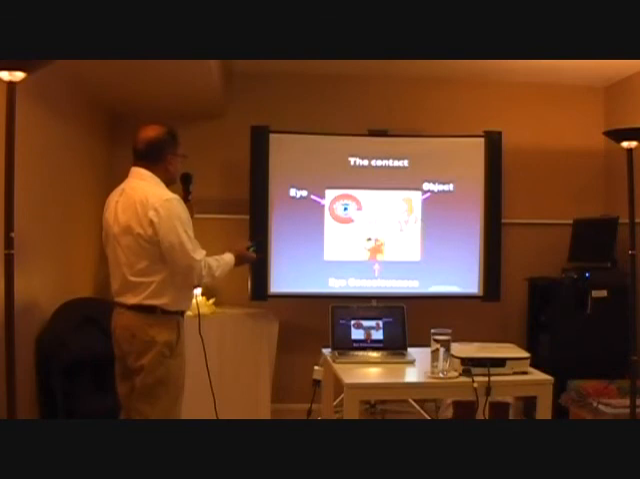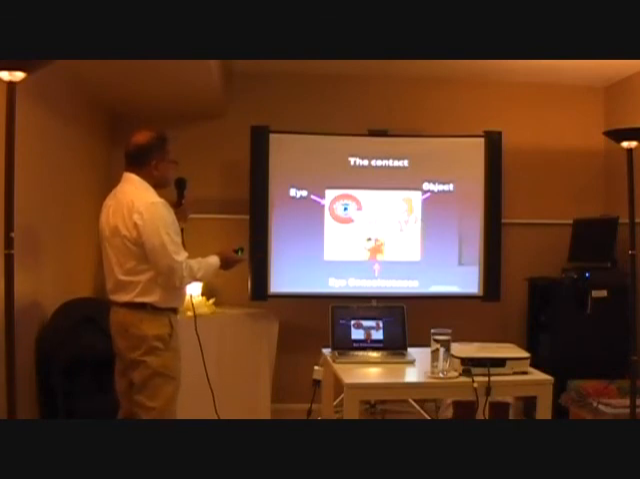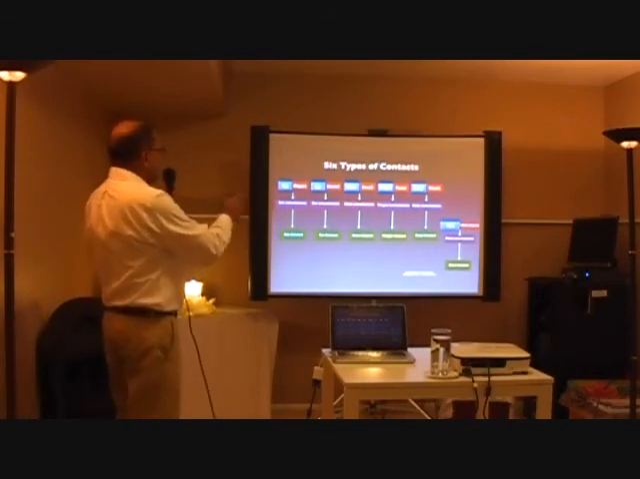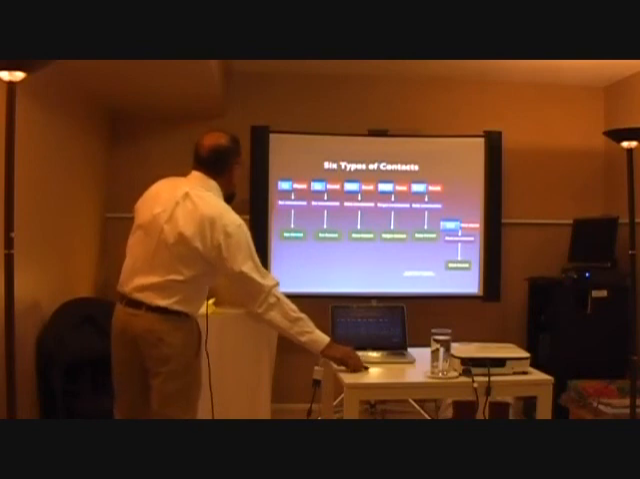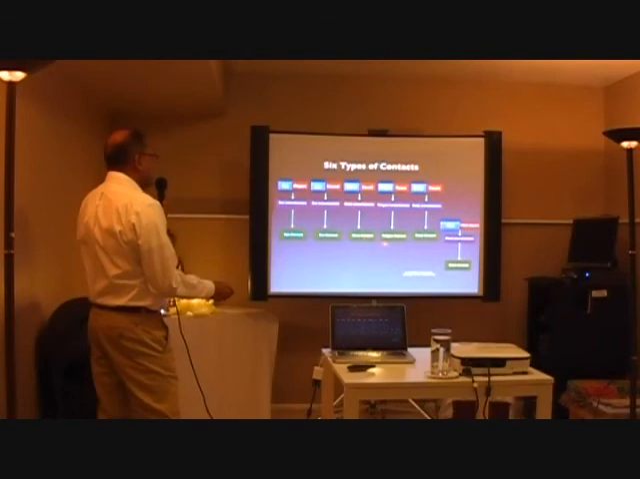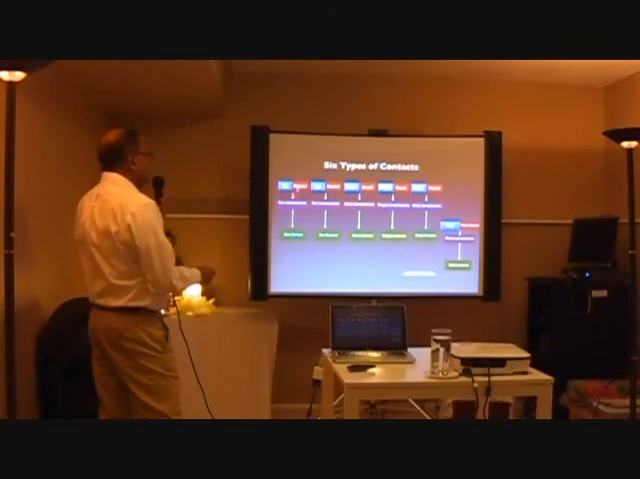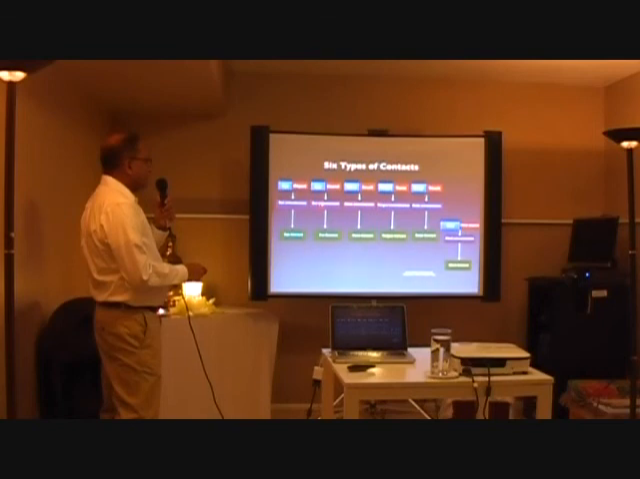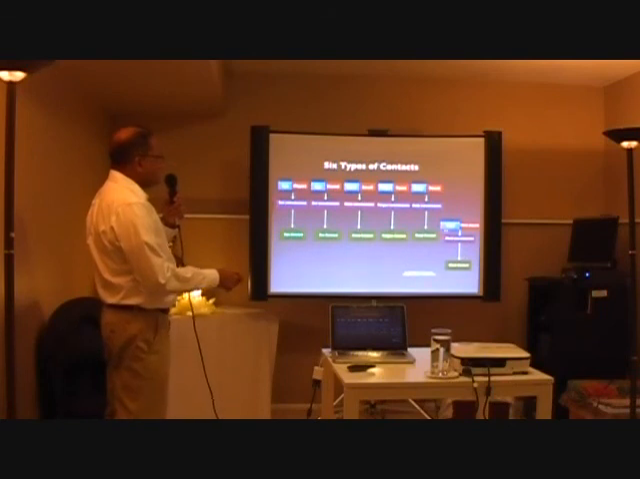Let's take it a bit further. Now there are six types of contacts. You get the eye contact, the ear contact, the nose contact, the tongue contact, the body contact, and the mind contact. Each one: you can see the eye and the object, eye consciousness, meeting of the three is eye contact. Similarly, meeting of ear and sound, ear consciousness, all three together forms ear contact. So you get six types of contacts.